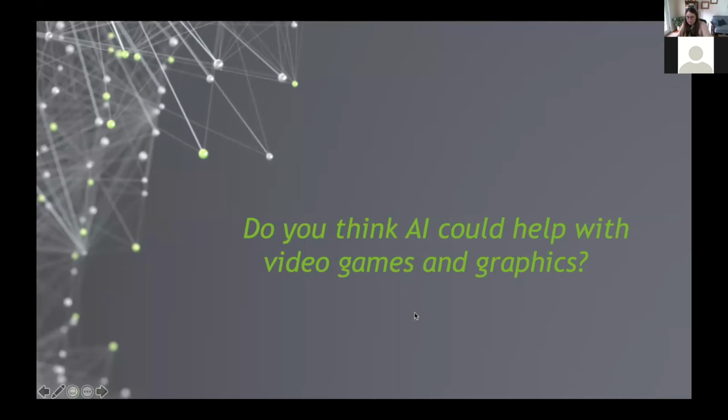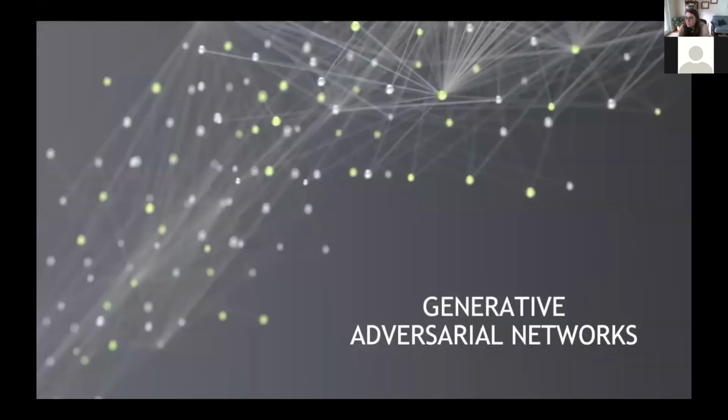Yes, yes, yes, it could. Okay, all right, so we're going to talk about one way. There's actually lots of ways it can help, and this talk could go on for several hours, but we don't have that much time. So we're going to talk about one way, which is pretty fun, and we're going to talk about generative adversarial networks, which are a type of neural network, and those are a lot of big words.